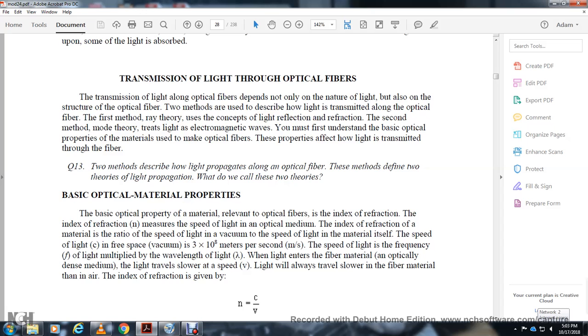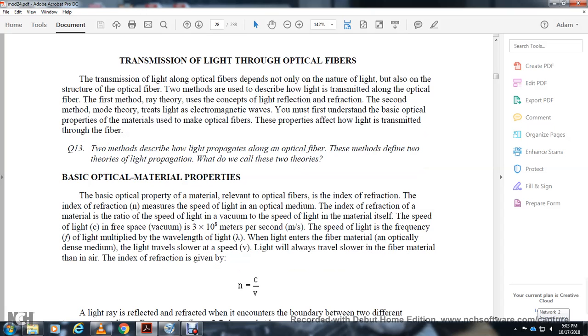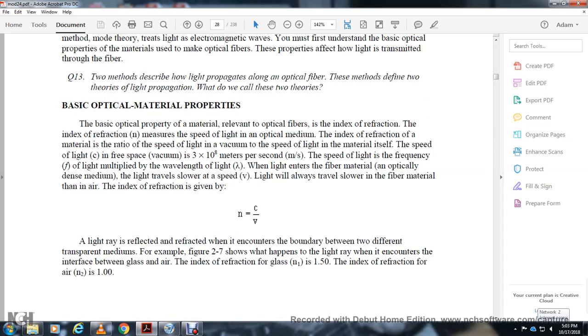The index of refraction is given as n equals the speed of light in vacuum over the speed of light in the medium.